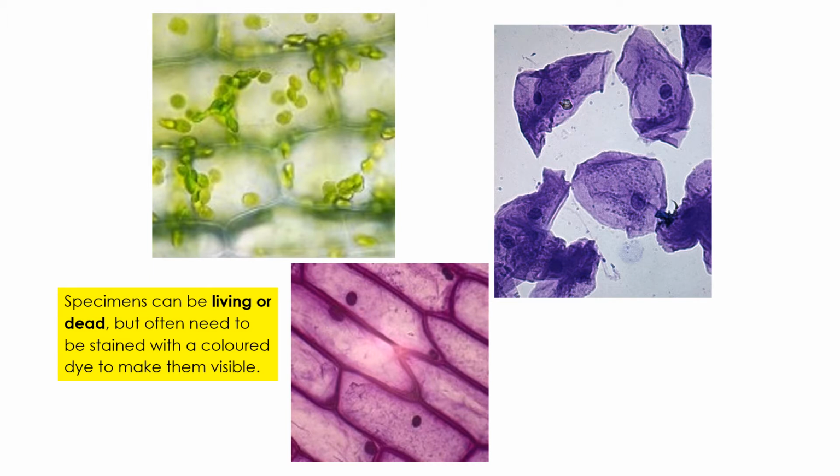But we can also fix the sample at a particular stage in its development and view it as a dead sample, as you will be doing. When we do our root tip squash, you will view the root tissue of a garlic plant during, hopefully, cell division. So we'll kind of capture the cells right in the middle of doing that process, and we'll kill them, fix them and stain them.